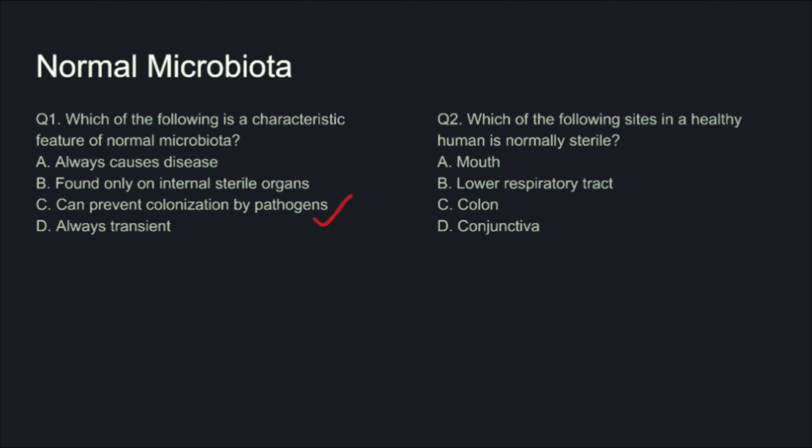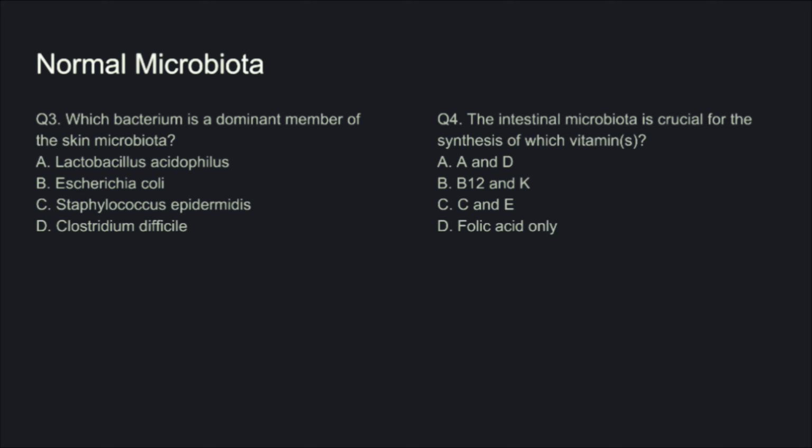Question number 2. Which of the following sites in a healthy human is normally sterile? Options are A. Mouth, B. Lower respiratory tract, C. Colon, D. Conjunctiva. So the correct answer for this question is lower respiratory tract, that is your lungs and bronchi, and they are normally sterile.